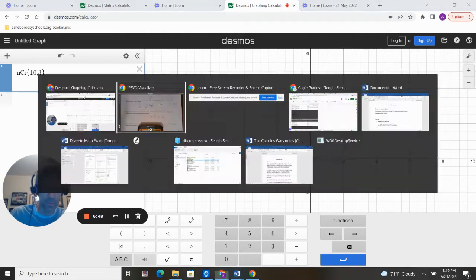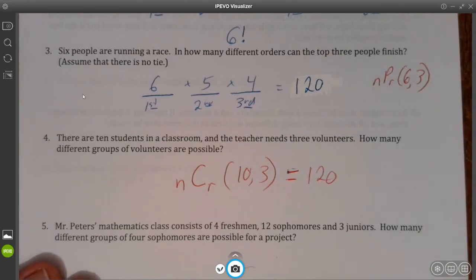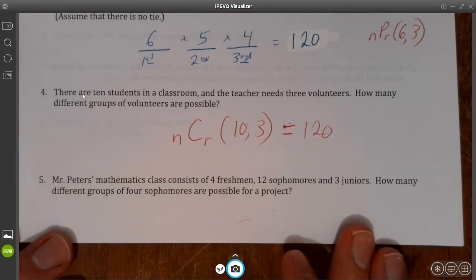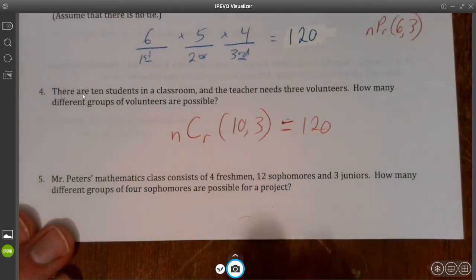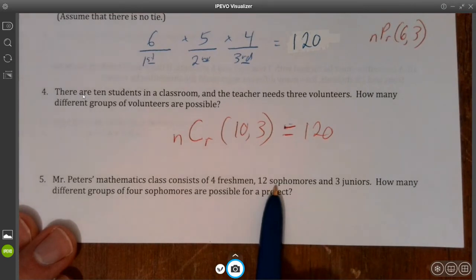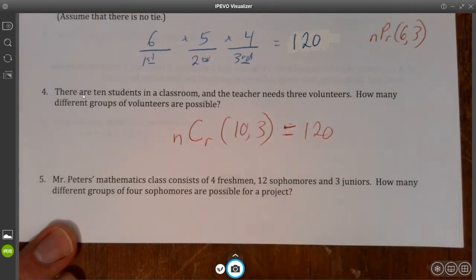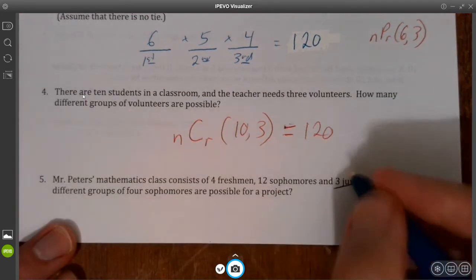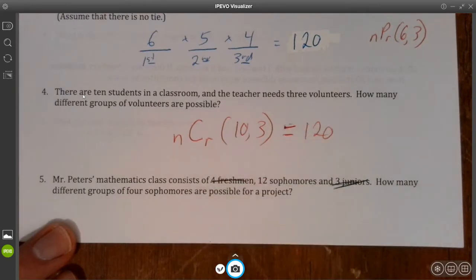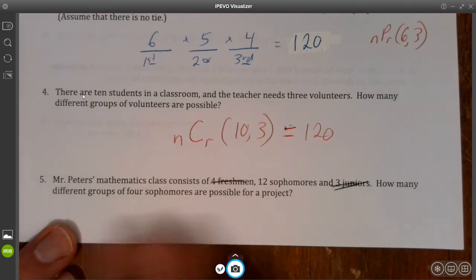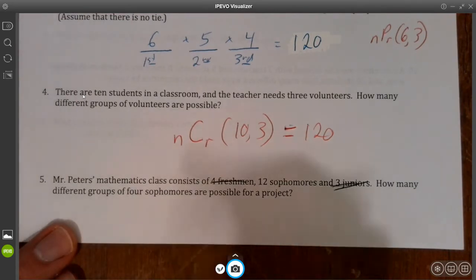So let's keep moving with the worksheet. And by worksheet, I mean fun sheet. Mr. Peters' class has 4 freshmen, 12 sophomores, 3 juniors. How many different groups of 4 sophomores are possible for a project? Let's suppose he's going to put them together to work. And he wants 4 sophomores out of 12 sophomores, okay? Large group made smaller. We don't need to know how many juniors or freshmen there are. That's not important. It's just sophomores because that's all they're asking about. But it is a large group made smaller, and they never ranked anybody.